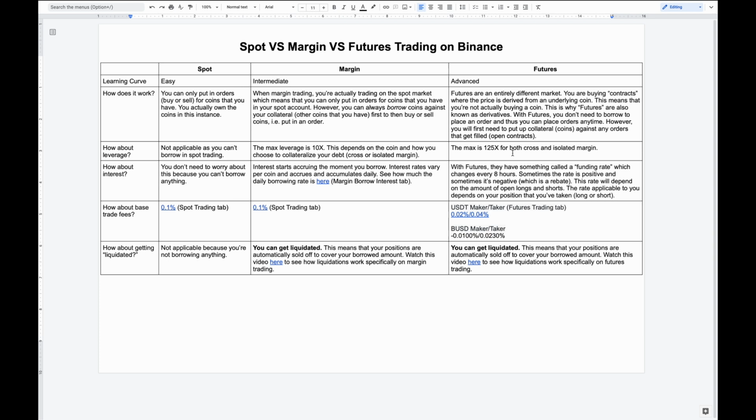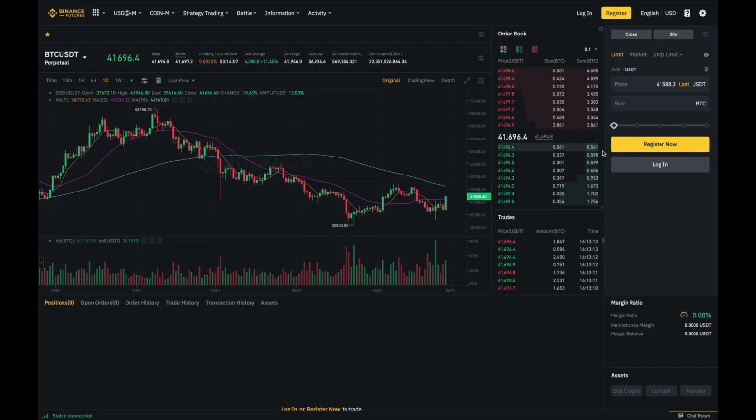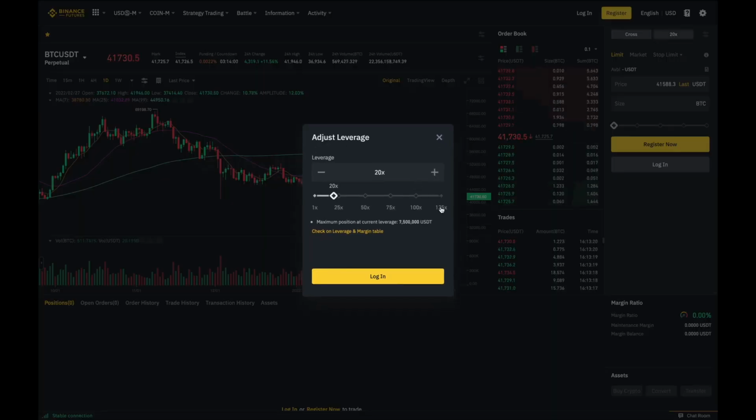Now, as for futures, the max is 125x for both cross and isolated margin. Now, if we go to the futures tab over here and we click on this 20x button, you can see that it is 125x on this slider. So that basically shows you the maximum leverage you can trade on futures.